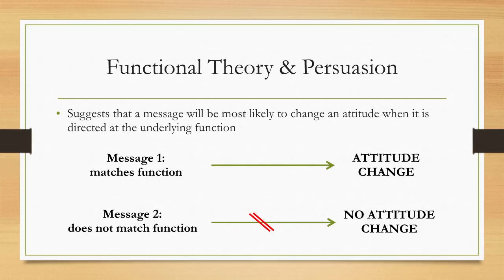So if somebody had a utilitarian function, I would want to create an ad that focused on that utilitarian function, right? But if I showed them an ad that was a value expressive function, that may not work, okay? And so that's basically what the studies were saying, is that to change an attitude, one must understand the function that it serves and then direct that message to the underlying function.